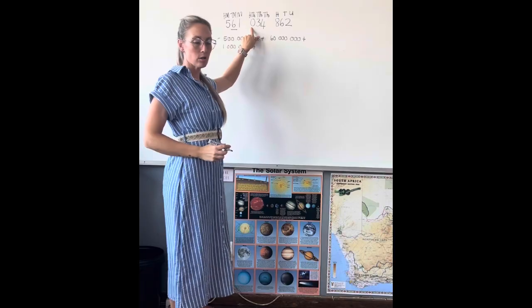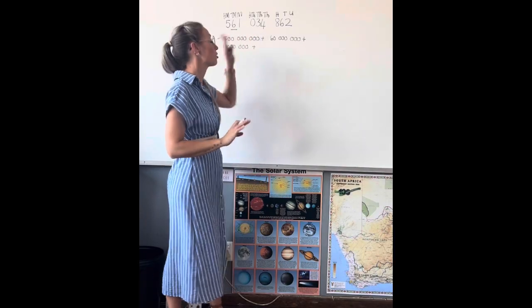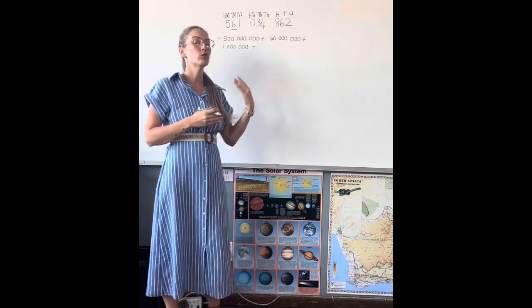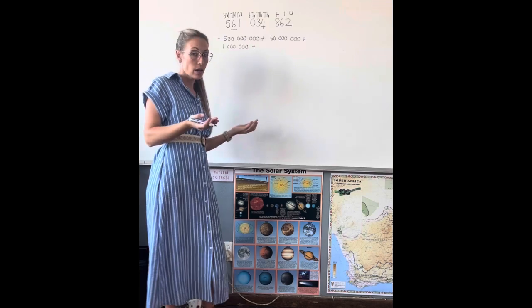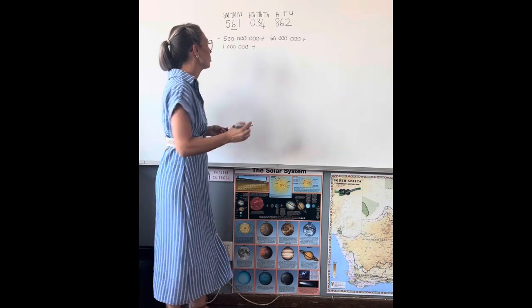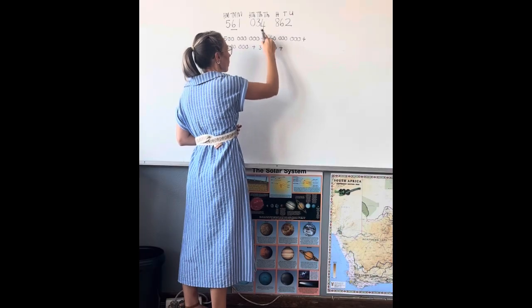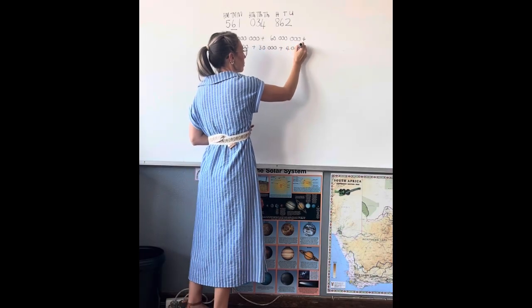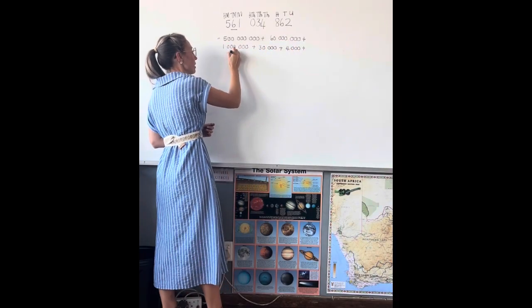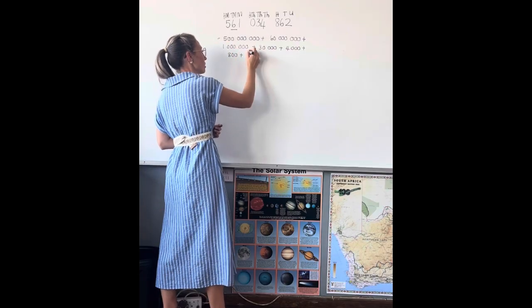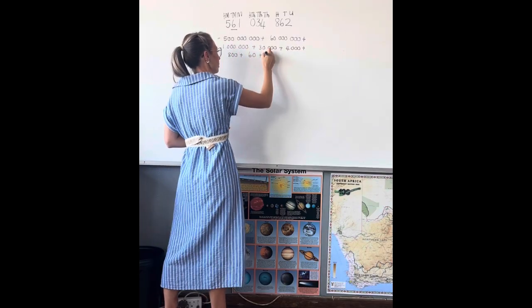Right, the 0 serves as a placeholder, so at this stage there are no 100,000s. You don't need to write plus 0. You can, it wouldn't be incorrect, but you don't need to. The 3 would be 30,000, the 4, 4,000, 8 is 800, 6 is 60, and the 2.